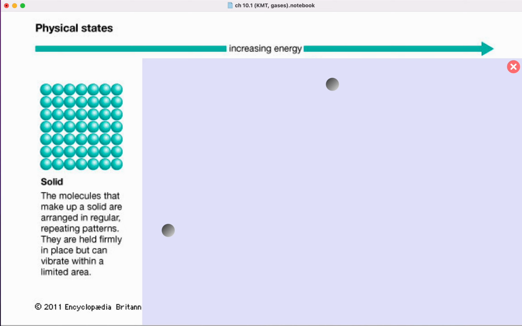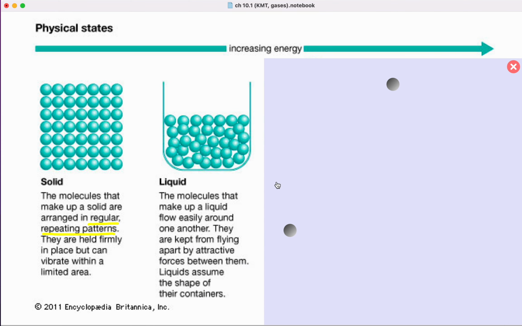And as you know, in a solid, the molecules or particles that make up the solid are arranged in regular repeating patterns, and they are held firmly in place, but those particles can vibrate within a limited area. As we increase the amount of energy in the sample, then the solid becomes a liquid. And in a liquid, the particles that make up a liquid flow easily around one another. They are kept from flying apart by attractive forces between them, and one of the properties of a liquid is that they assume the shape of their container.